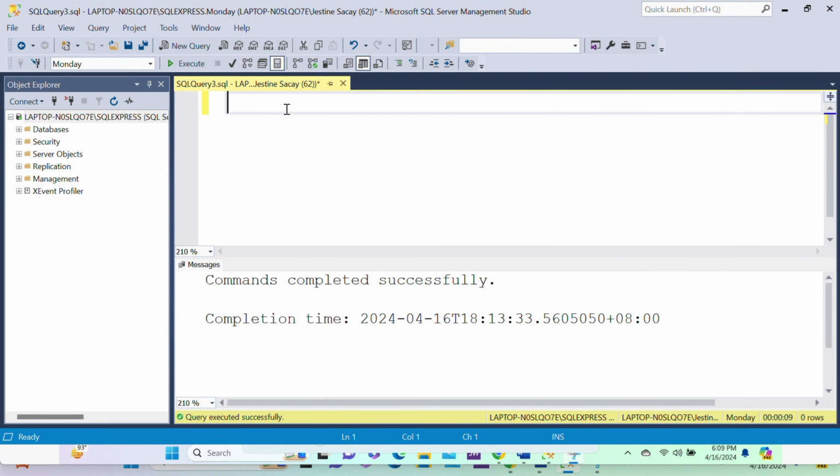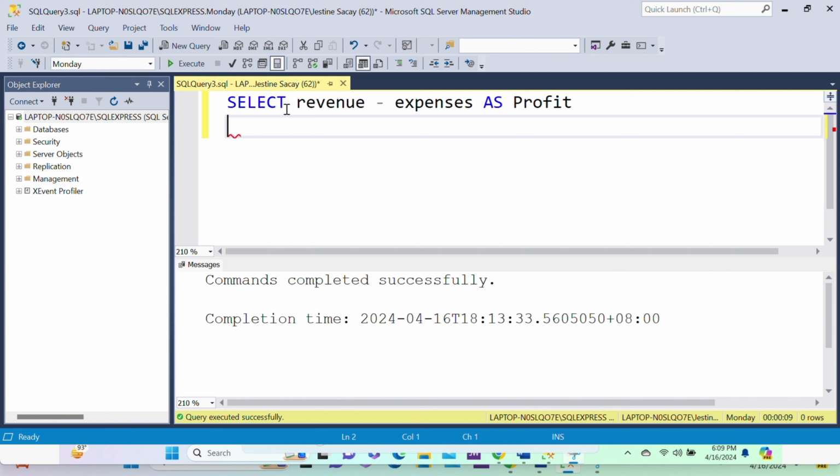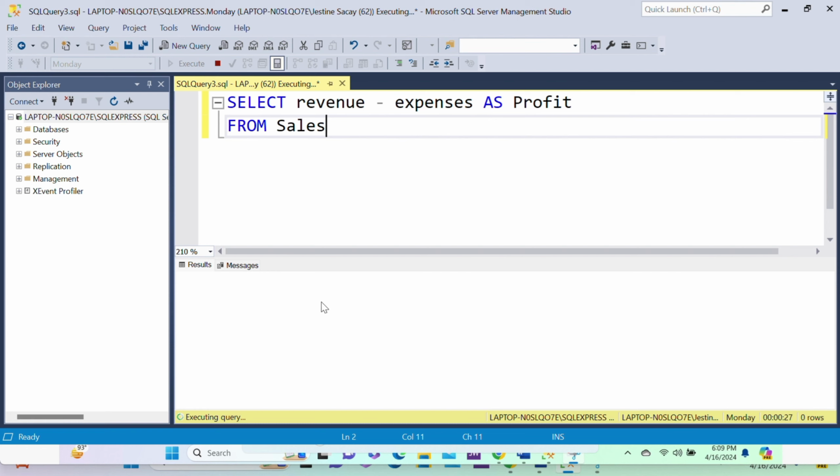Now, let's see a practical example. Consider a table named sales with columns revenue and expenses. We want to calculate the profit, which is revenue minus expenses. Executing this query will give us the profit for each entry in the sales table. And here's the result. We have the profit calculated for each entry, thanks to the subtraction operator in SQL.